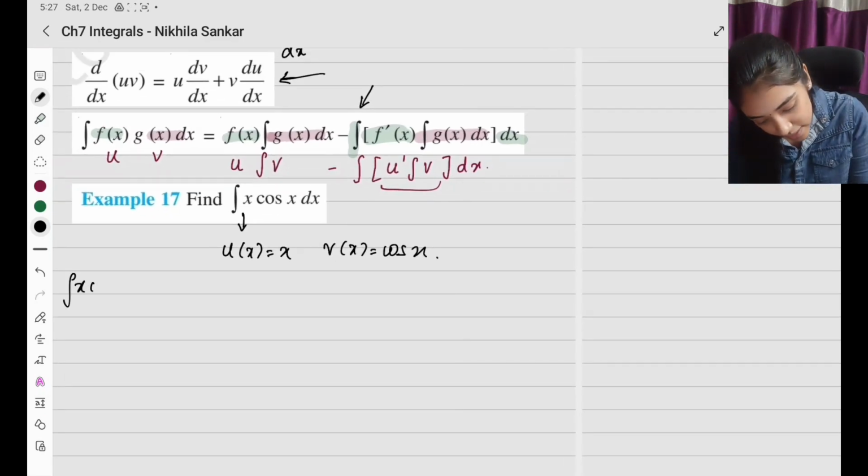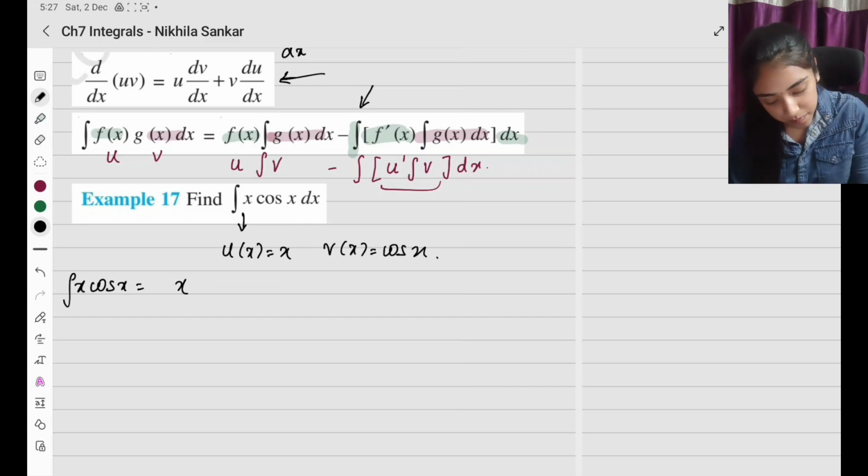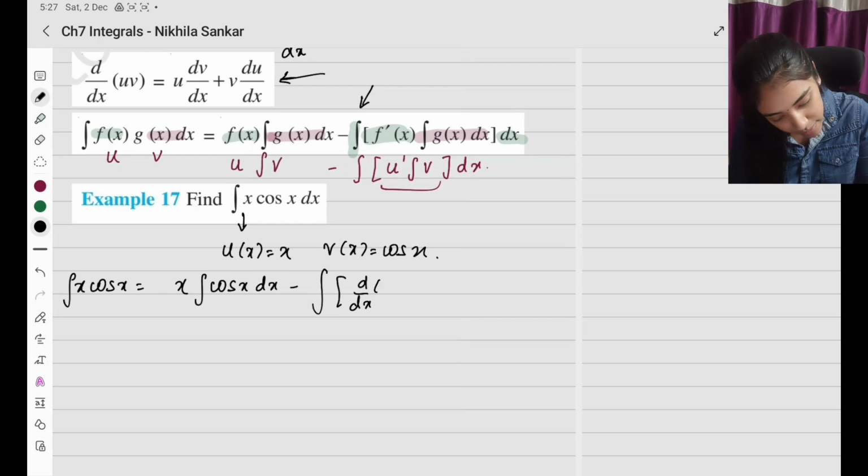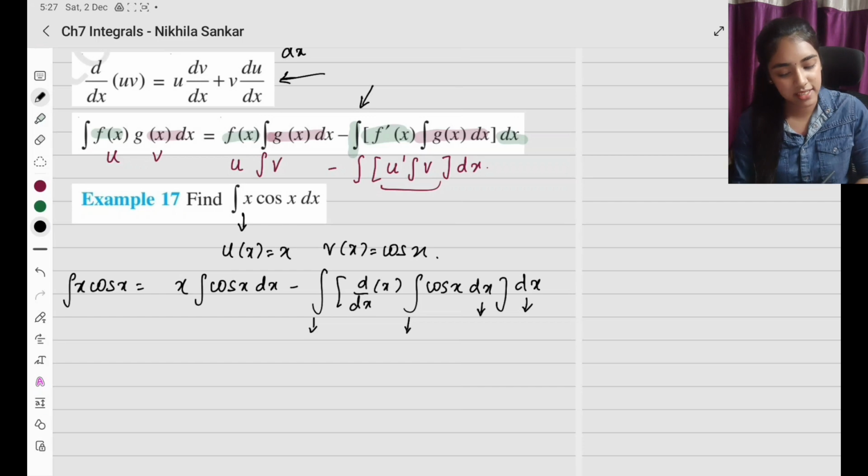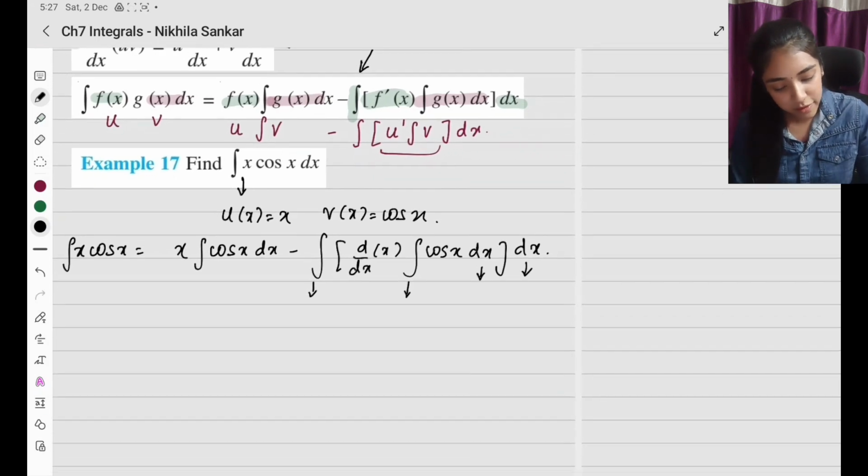I have integral x cos x is going to be first function, which is x, times integral of second cos x dx minus integral of, open a bracket, derivative of the first function, which is d by dx of x, integral of g of x, which is cos x dx, times the dx. For this integral, it is this dx. Okay, so I've applied the formula.